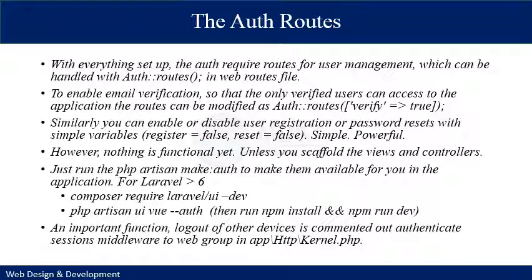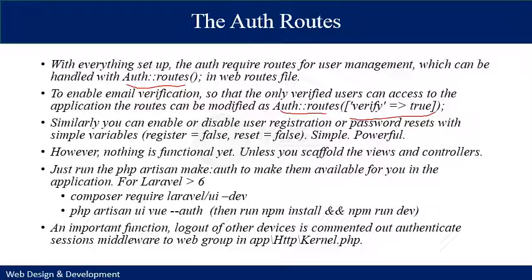So if you look at the auth routes in the web.php file in the root folder, you can see one route named as Auth::routes. When everything is set up, auth requires routes for the user management, which can be handled with Auth::routes. To enable email verification so that only verified users can access the application, the routes can be modified as Auth::routes with verify equal to true. Now only those users will be able to access your system which have verified their email.